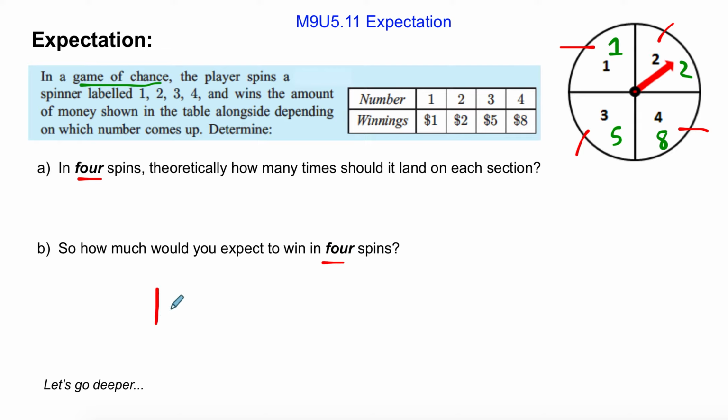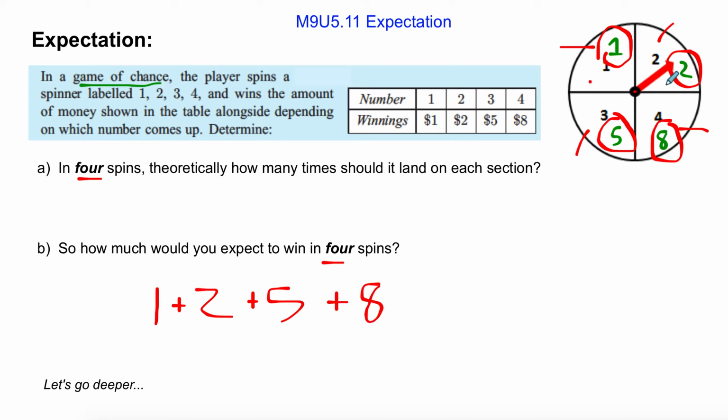Well, we'd expect to win $1 because it landed on a 1, and then $2 because it landed on a 2, and then $5 because it landed on a 3, and $8 because it landed on a 4, right? So in 4 spins, you'd expect 1 of each section, and therefore 1 of the winnings that goes along with each section. Cool, so we'd expect 16 bucks, because this is 8 and that's 8. All right, let's take that and go deeper.